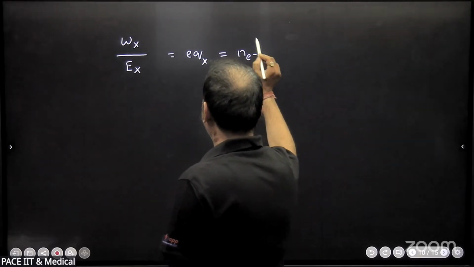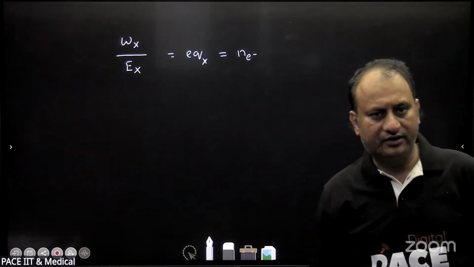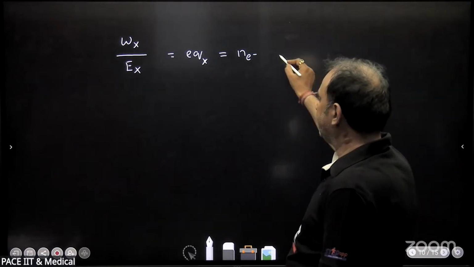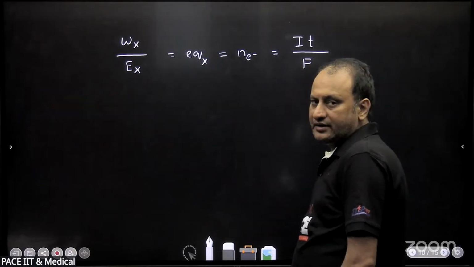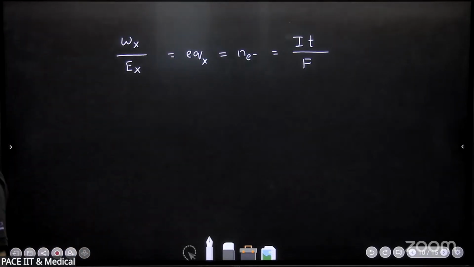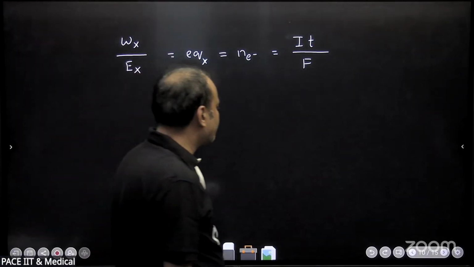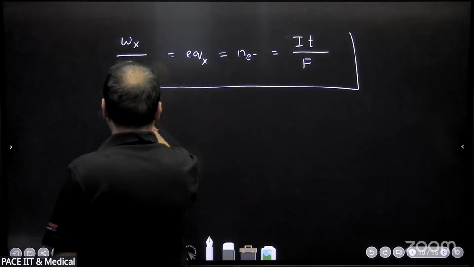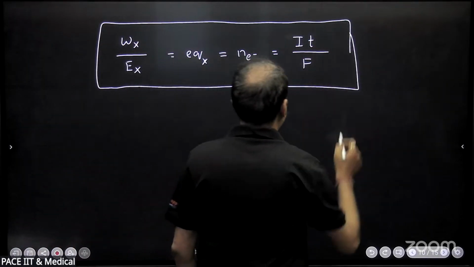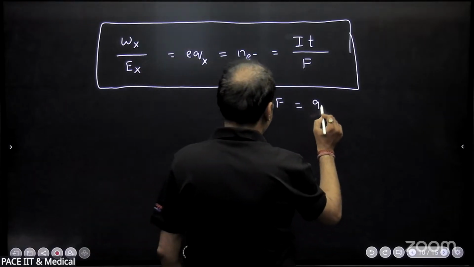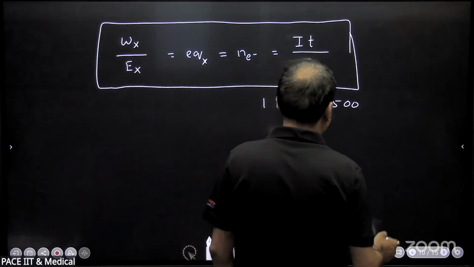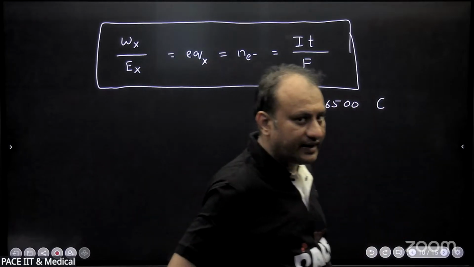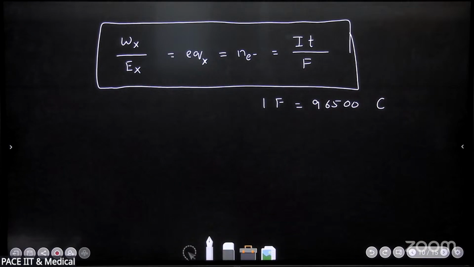the moles of electrons flowing through the electrode in electrolysis, which you can give by IT by F, where I is the current flowing through the electrode, T is time in seconds for which it is flowing, and F we had discussed in the last session also. F is 1 Faraday, which is equal to 96500. So this result we will use, and by this we can find in any problem the weight of substance liberated at any electrode. Okay.